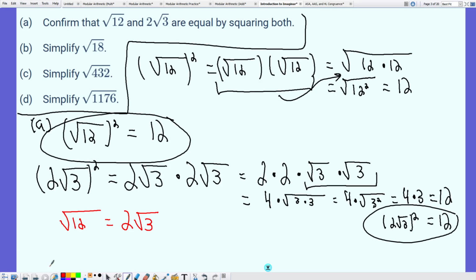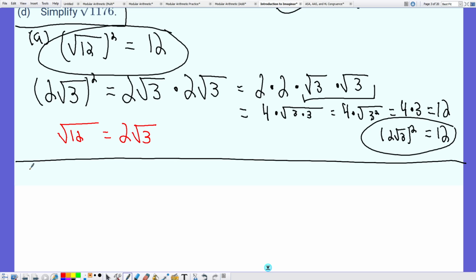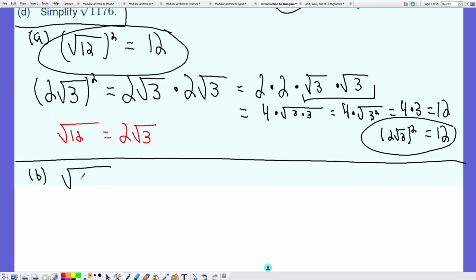Okay. So, moving on from here, let's do part B. So I'm going to move down a bit. Part B states, what was it? Simplify the square root of 18. Now, part A is supposed to help us develop some sort of intuition on how we can manipulate these square roots in order to simplify them. Kind of like doing the reverse process of what we did with 2 times the square root of 3.